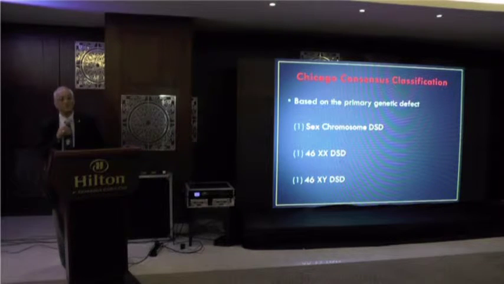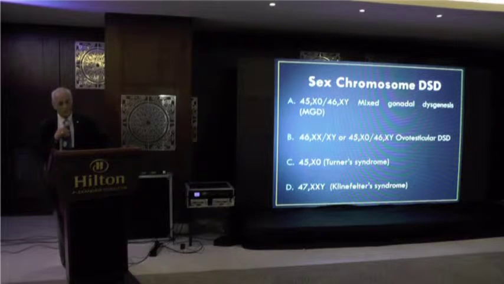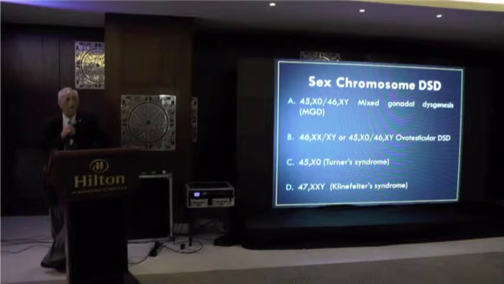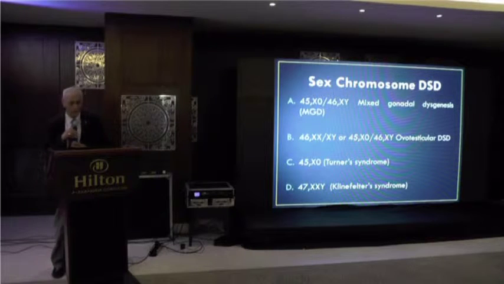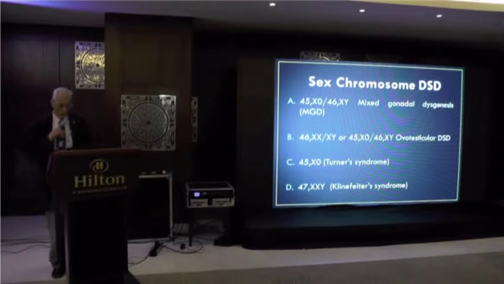Recently, the Chicago consensus classification is based on the primary genetic defect, either sex chromosome disorders, 46XX disorders, or 46XY disorders. Sex chromosome disorders: mosaic pattern 45XO/46XY, mixed gonadal dysgenesis, or ovotesticular DSD, or Turner syndrome and Klinefelter syndrome, 47XXY or triple X.